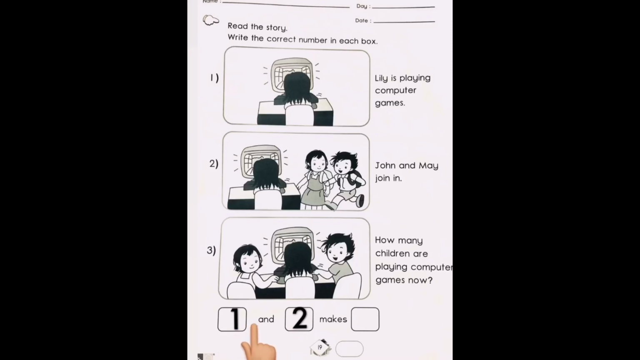So 1 and 2 makes, okay, you see picture number 3. Let's recount together. How many children are playing games now? 1, 2, 3. So we write here 3. 1 and 2 makes 3.